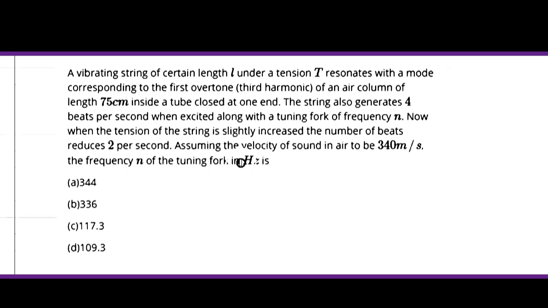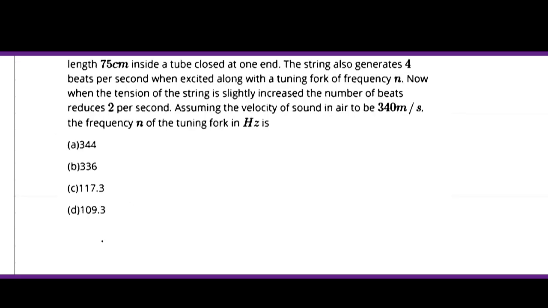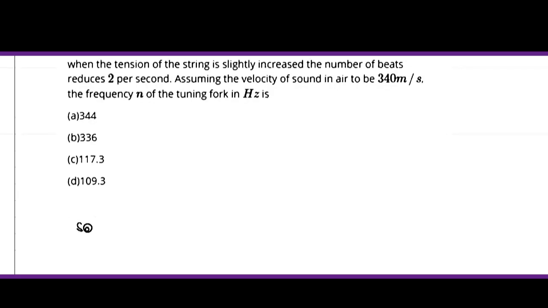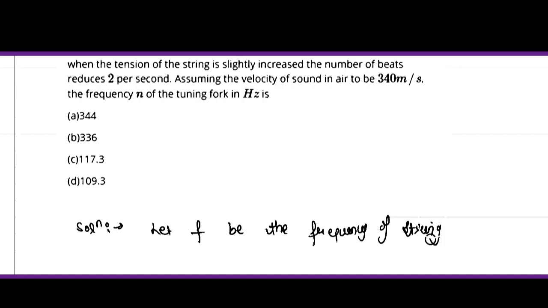So the frequency n of the tuning fork in hertz is, options A, B, C, D are given here. Which option is correct? We have to find which option is correct. So the solution of this question is: let f be the frequency of the string.